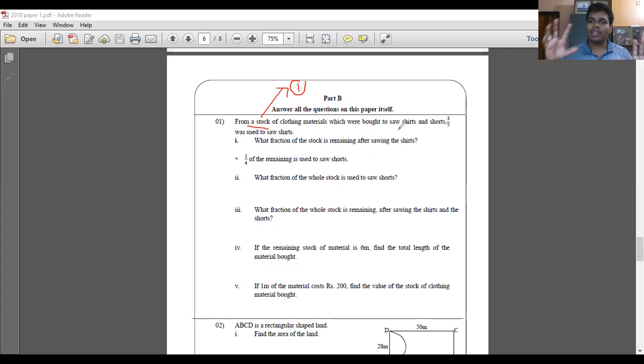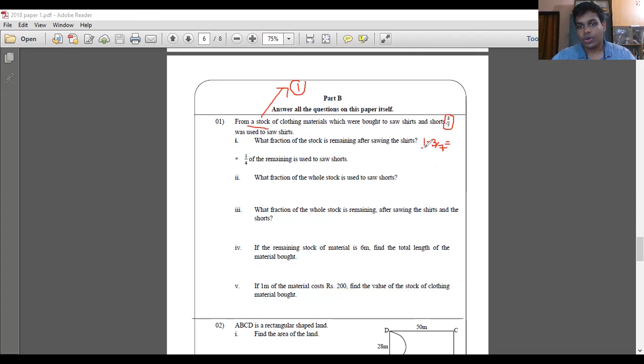They have bought 1 unit to sew both shirts and shorts. 3/7 has been used to sew shirts. What fraction of the stock is remaining after sewing shirts? There was 1 unit, and out of that 3/7 has been used. Hence 1 minus 3/7. What is the answer?